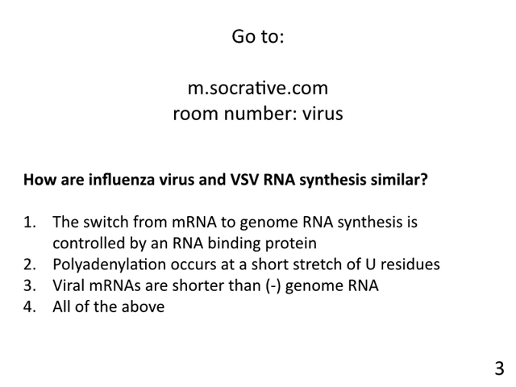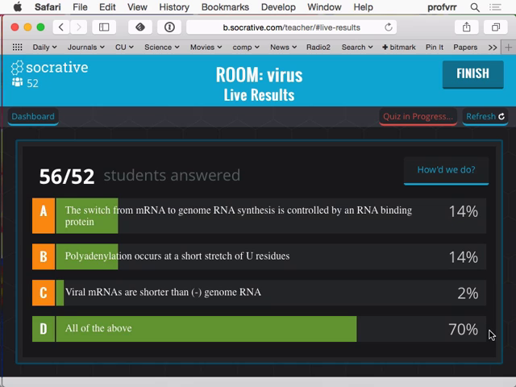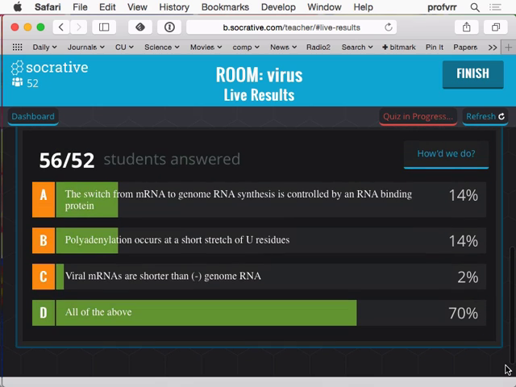All right, this one we're saying, how are influenza virus and VSV RNA synthesis similar? One, the switch from mRNA to genome RNA synthesis is controlled by an RNA binding protein. Two, polyadenylation occurs at a short stretch of U residues. Three, viral mRNAs are shorter than minus genome RNA, or all of the above. So 70% of you got D, which is all of the above, and that's the correct answer because every one of these is in common.